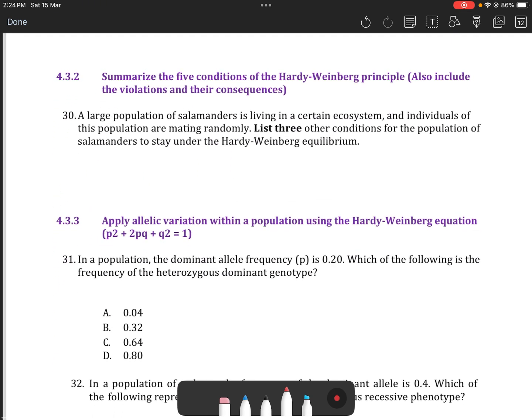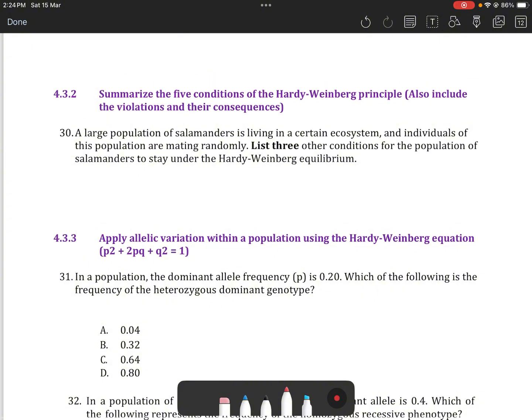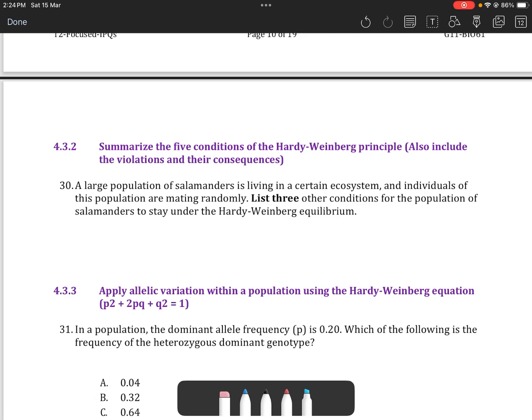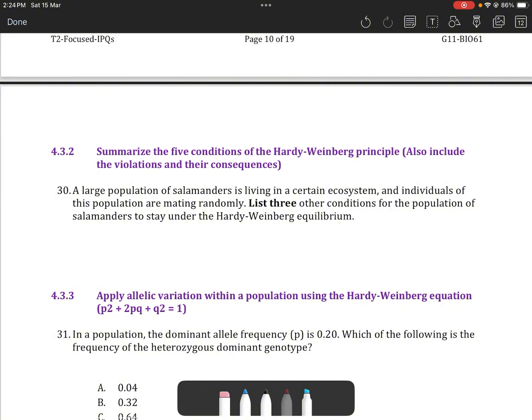Next, summarize the 5 conditions of the Hardy-Weinberg equilibrium principle. First of all, we need to know the 5 conditions. Condition number 1: large population. Condition number 2: when there is a large population, they have variation. Variation will not make a point over here, so let's erase it. Variation will not make a point.